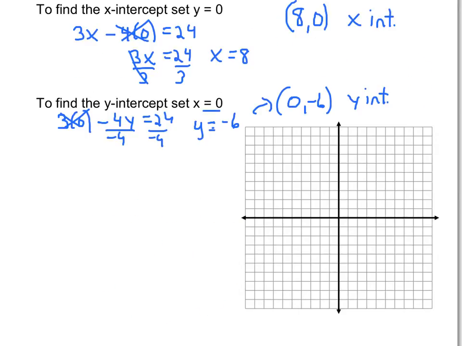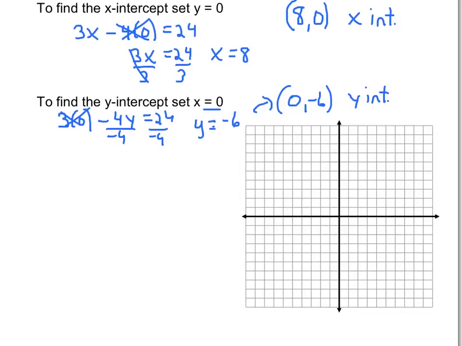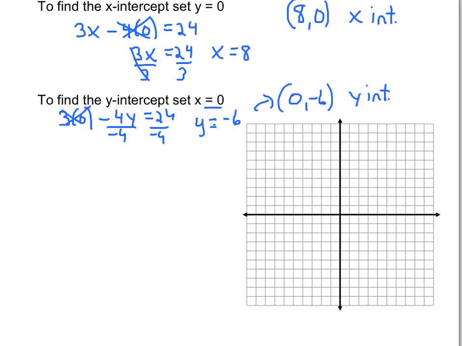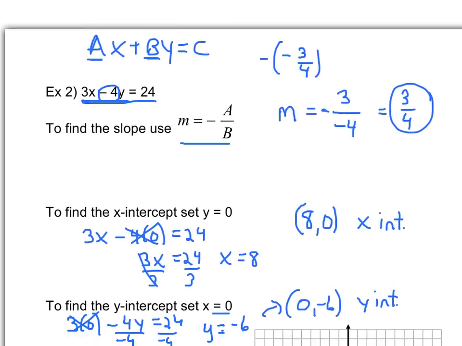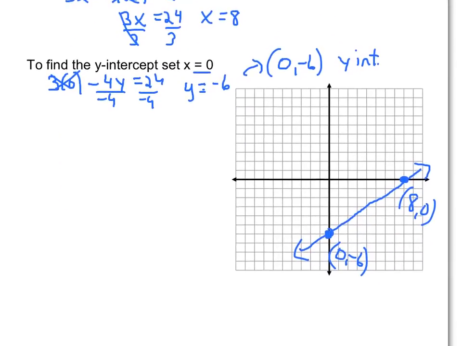All right, so let's graph this now. If we have 8, 0, that means we're going to go, I think that's 8. So that's 8, 0 there. Now let's plot the other point. And there we have 0, -6, so we can draw our line through this. And now we have graphed the equation that we had in the beginning, which was, what was it? 3x minus 4y equals 24. And we've graphed it right there using x and y intercepts.